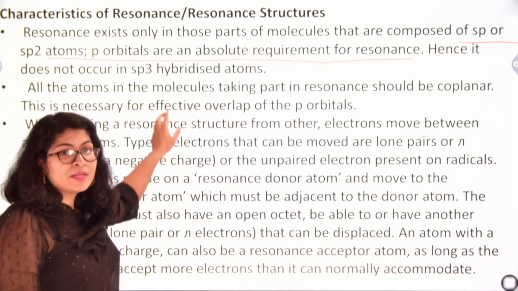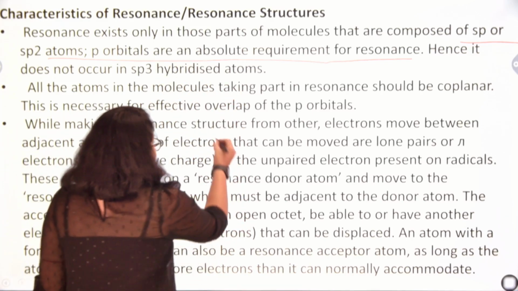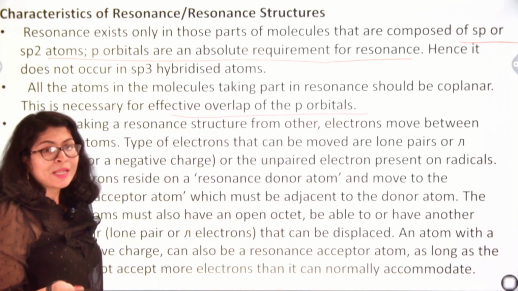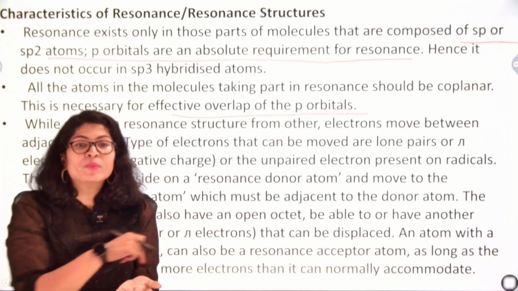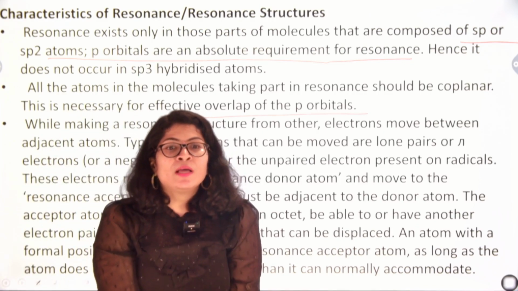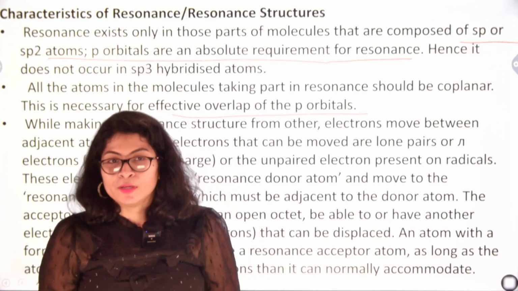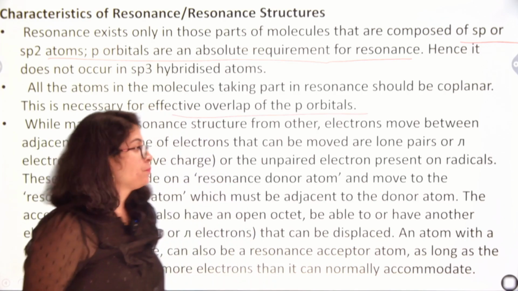This is necessary for effective overlapping of the p orbitals. The p orbitals must be effectively overlapping. That means the condition must be apt for the movement of pi electrons. If the pi electron has to jump from one plane to another, it will not be feasible for it. So there the condition of resonance breaks.